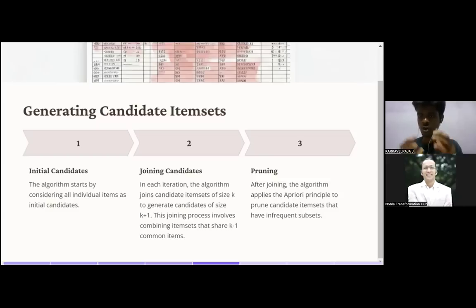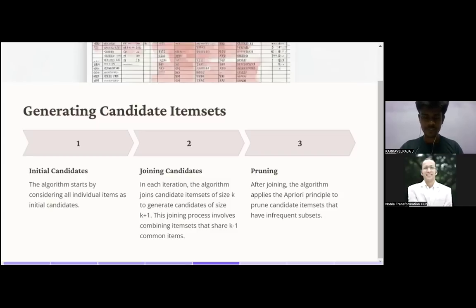1 2 3 4 5, that's the permutation combination you need to do up to this point. Initial single items, joining candidates, till n that you have, then pruning. Sir has explained simply, it is a deletion. After joining, the algorithm applies the apriori principle to prune candidate item sets that have infrequent subsets. When the support is very low for any one of the combinations, we remove that. That is called pruning. Simple: initial candidates, joining candidates, and pruning. That is called generating candidate item sets. Hope you guys have understood. So yes, sir, over to you.